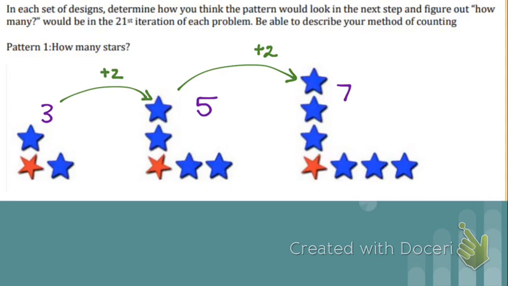How can I write this out so that instead of having to draw all the way to the 21st iteration, how can I make use of this pattern to help me write something so that I don't have to just draw stars until I'm sick of drawing stars? Let me switch to white. 2x. Tell me what you have x meaning here. The iteration that you're on. Yep, the iteration number.